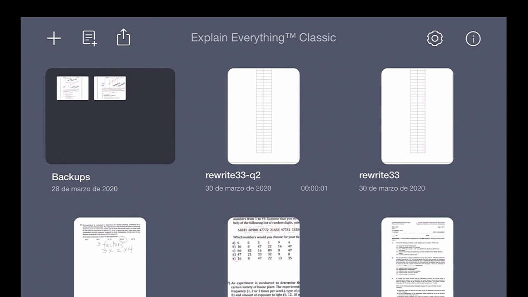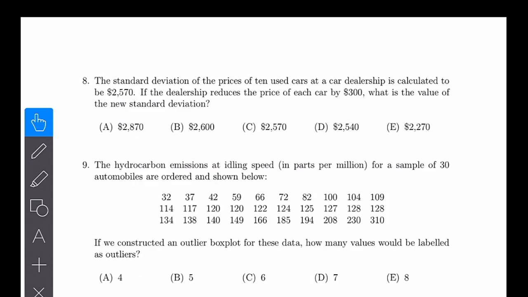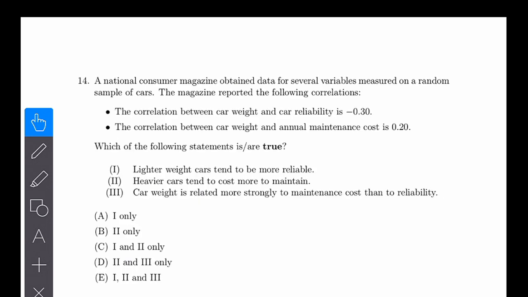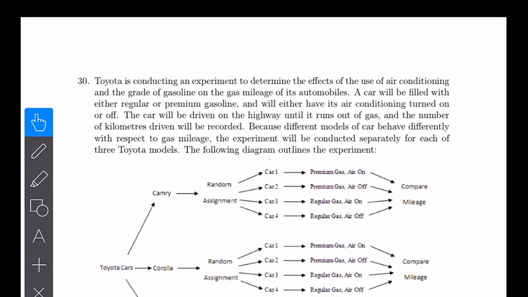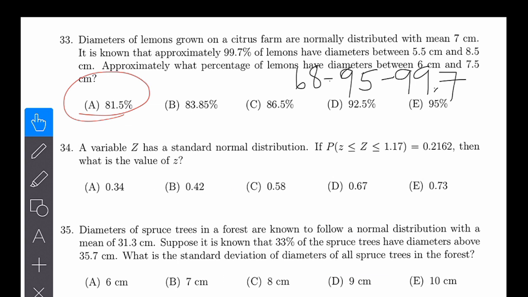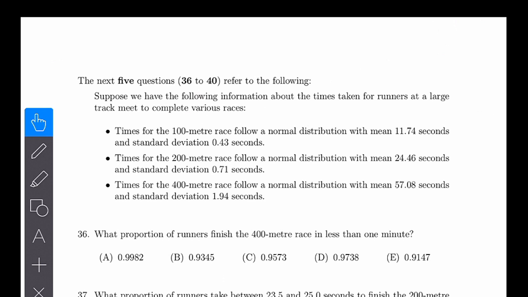So I was doing rewrite. More NOR. Okay, back to NOR. Oh, 35 is another one. Okay. I'm just reading the problems.